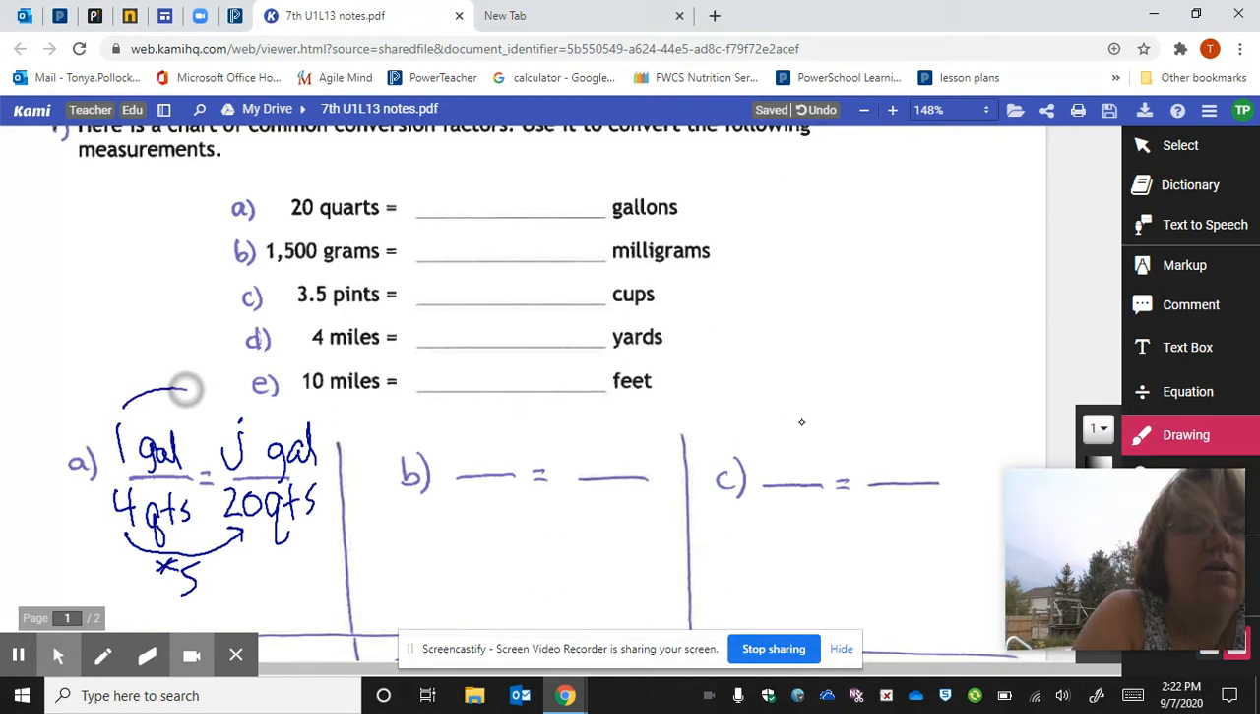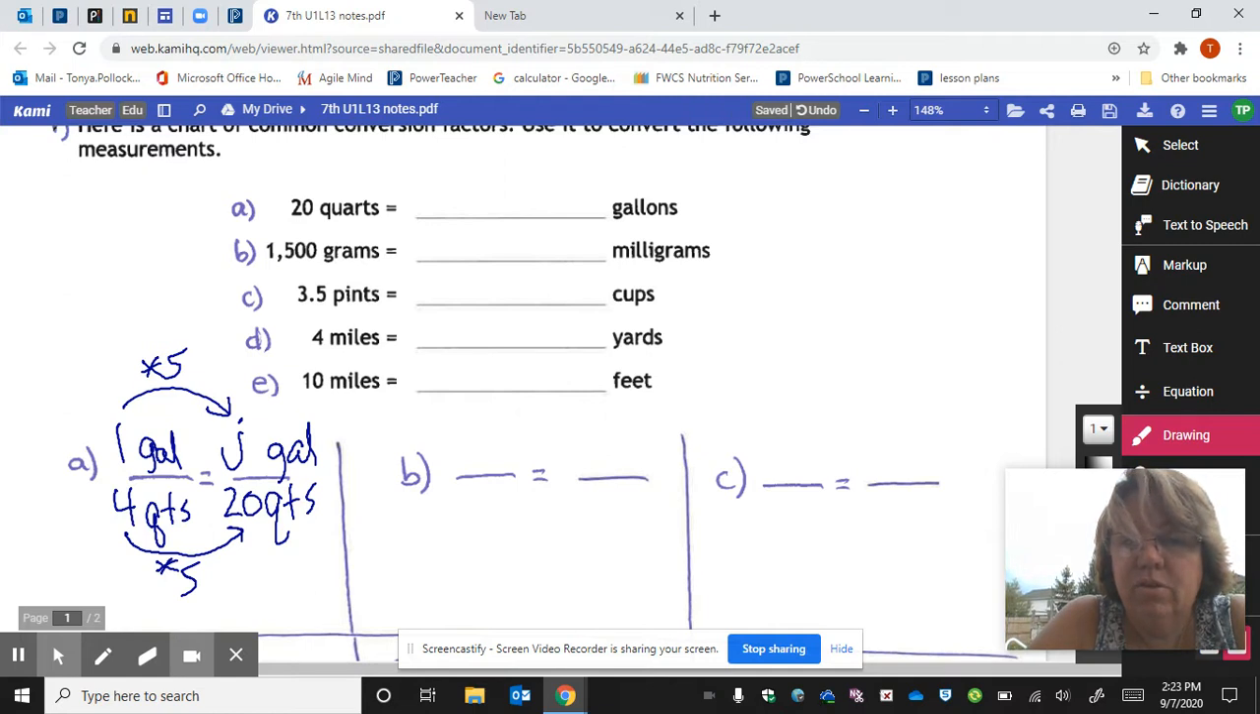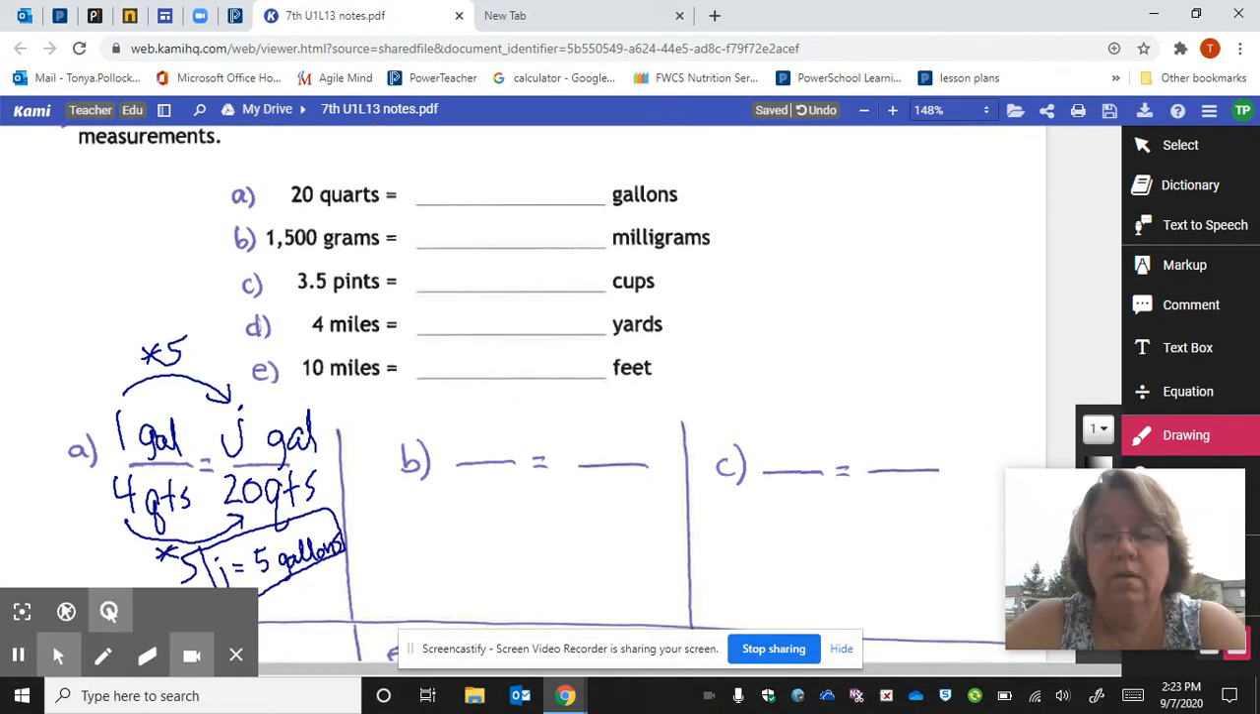So I know that the top number, my numerator, has to also be multiplied by 5. And in doing so, I know that 1 times 5 equals 5. So therefore, I have determined that the number of gallons equal to 20 quarts must be 5. So I wrote J equals 5 gallons, put a box around it, and I'm done with example A. Let's move on to example B.